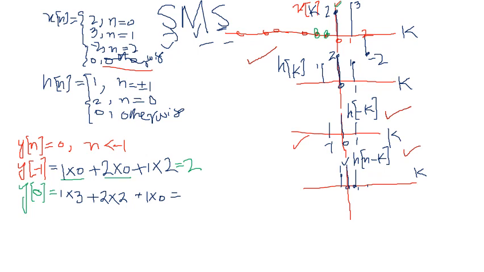When we multiply, 1 into 3 will result in 3. Then 2 into 2 will result in 4. Again, this one is 1, but this is 0, so 1 into 0 will result in 0, and this will give you the answer 7. Okay, then again for y equals 1.